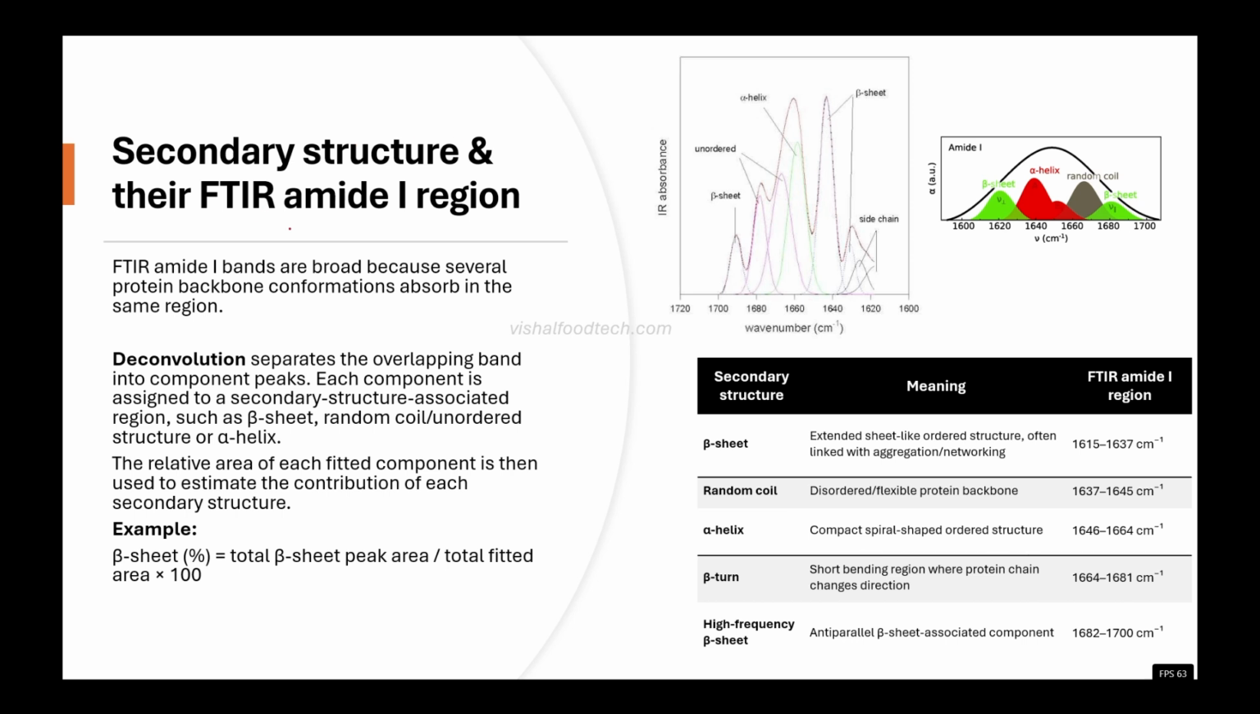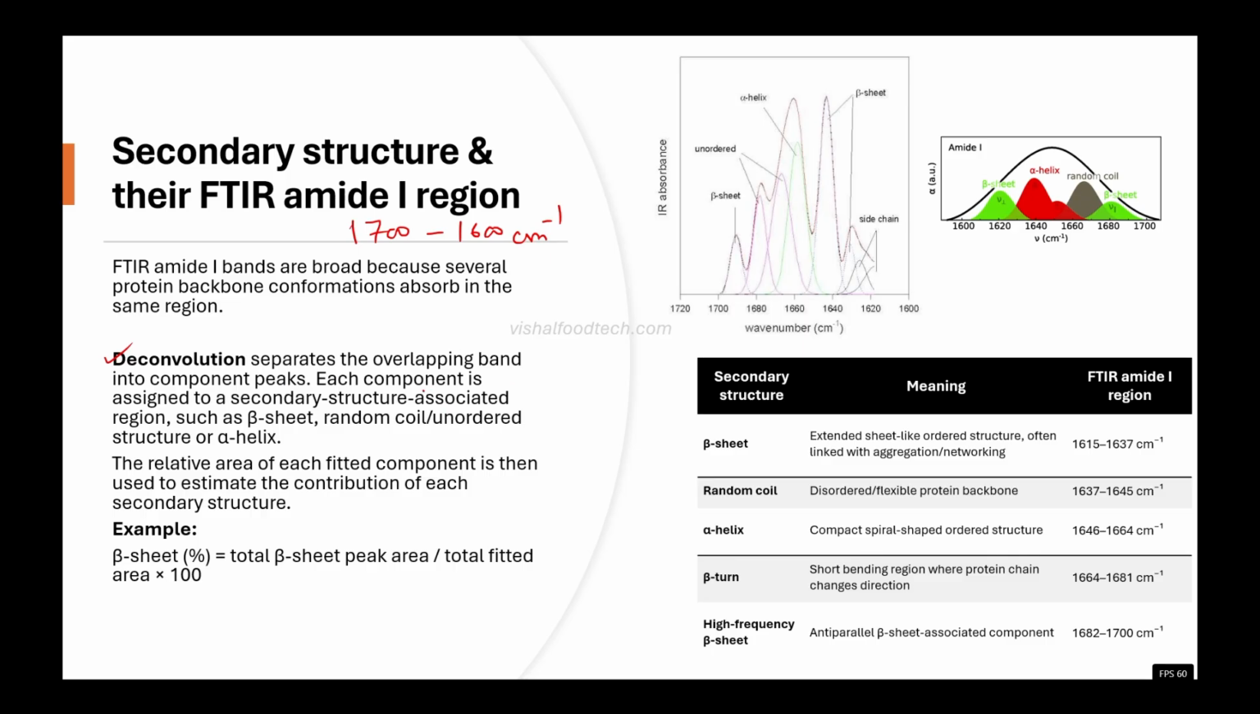Now the secondary structure in the FTIR amide I region we are focusing on, which is 1700 to 1600, as we already discussed. Generally the amide bands are broad because several protein backbone conformations absorb in this region. So we do the deconvolution process. What this process does is it separates the overlapping band into its component peaks.